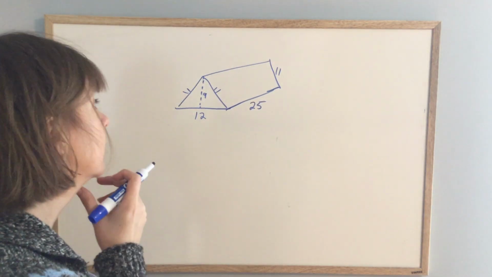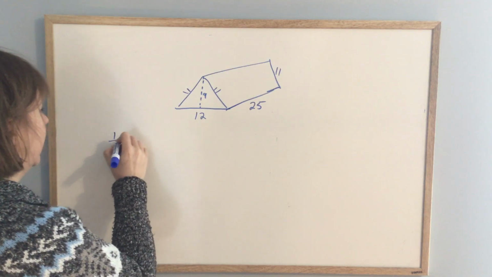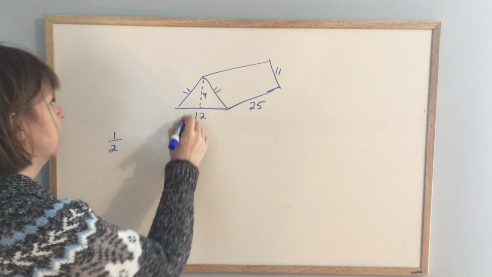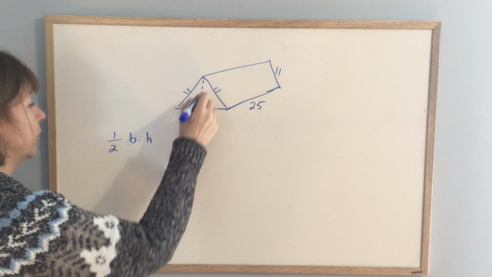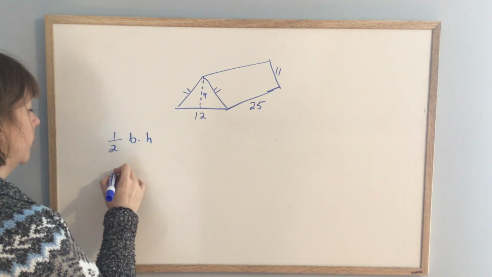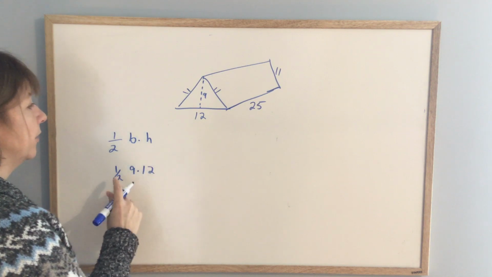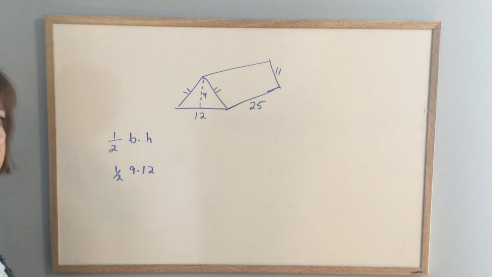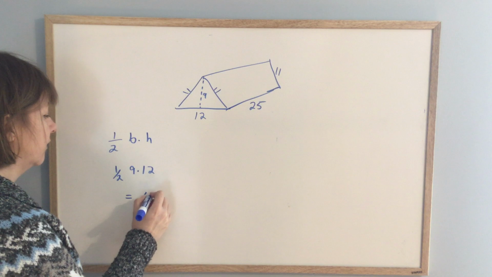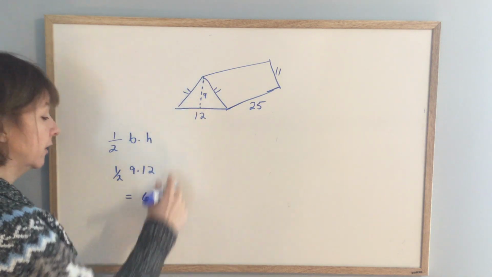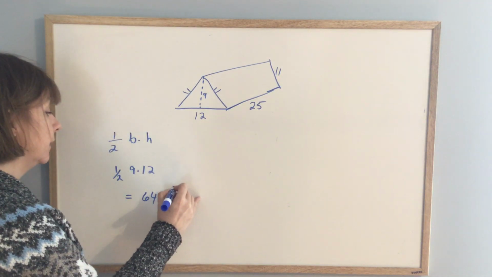So if I'm figuring out the surface area, first off, there's a triangle here, which would be half the base. The base would be 12 times the height, which would be 9. And so I would do 1/2 of 9 times 12. Now 9 times 12 is 108. 108 times 1/2 is 64. So this triangle is 64 meters cubed. Squared, sorry.